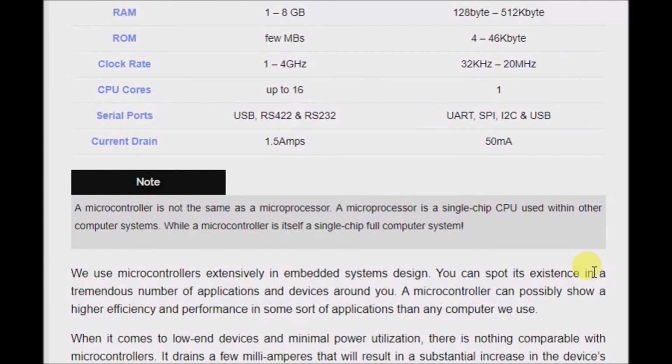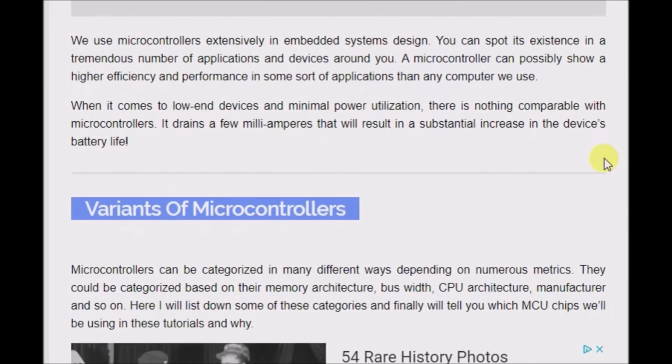A microcontroller is not the same as a microprocessor. A microprocessor is a single-chip CPU used within other computer systems, while a microcontroller is itself a single-chip full computer system. We use microcontrollers extensively in embedded systems design. You can spot its existence in a tremendous number of applications and devices around you. A microcontroller can possibly show a higher efficiency and performance in some applications than any computer we use. When it comes to low-end devices and minimal power utilization, there is nothing comparable with microcontrollers. It drains a few milliamperes, which results in a substantial increase in the device's battery life.